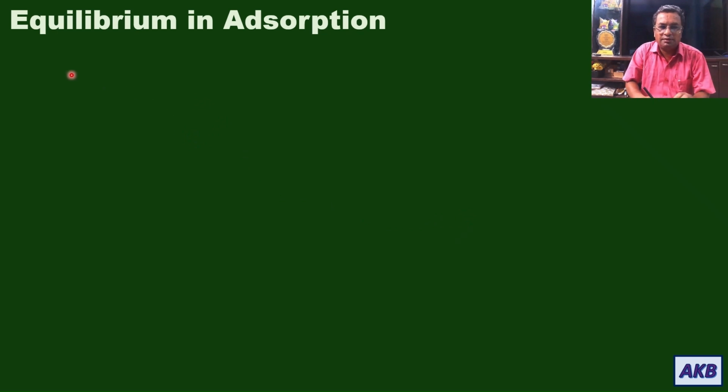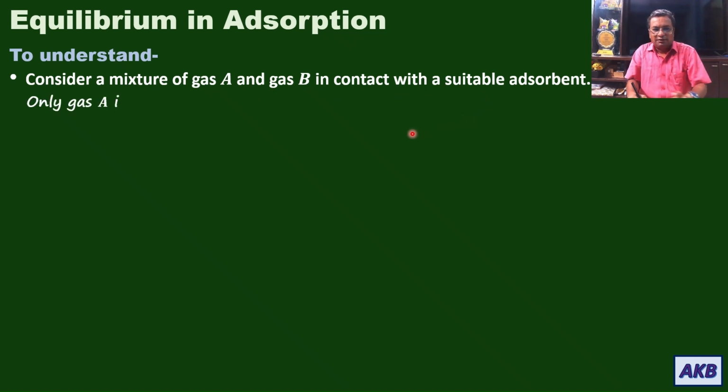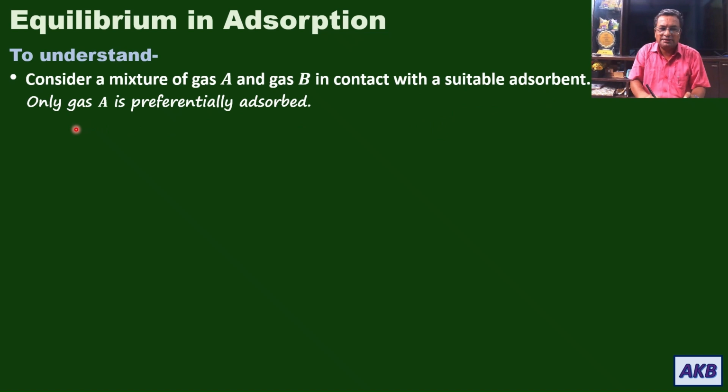So let us understand how equilibrium is reached in adsorption. In order to understand this, I will consider a simple mixture of two gases. Which are these two gases? Gas A and gas B. So consider a mixture of gas A and gas B, which is in contact with a suitable adsorbent. This adsorbent has an ability of preferentially adsorbing only A on its surface.